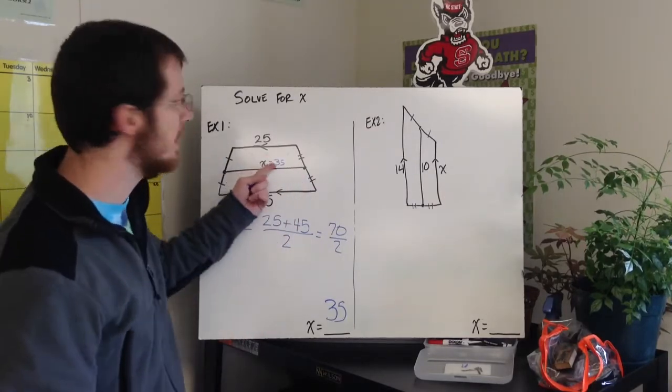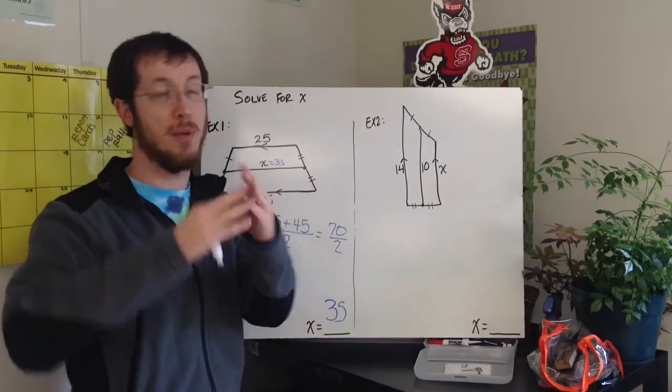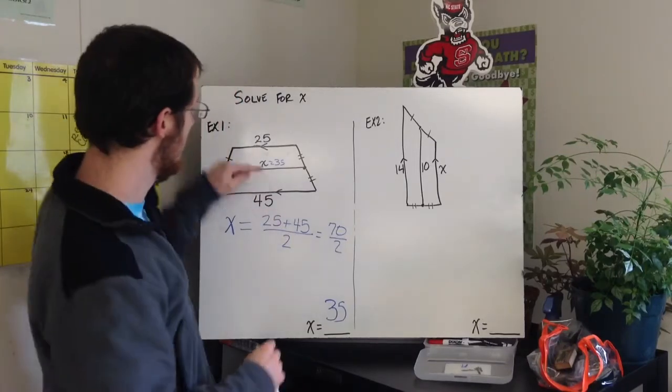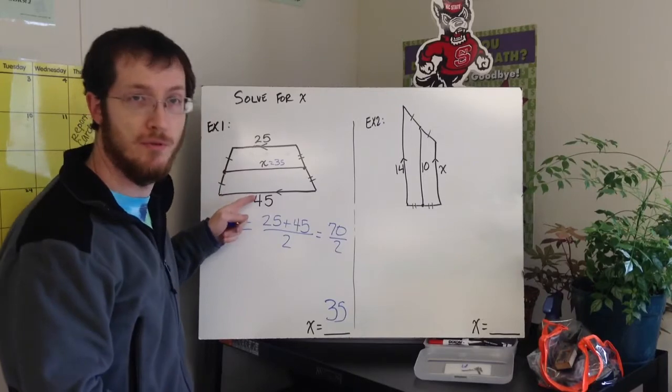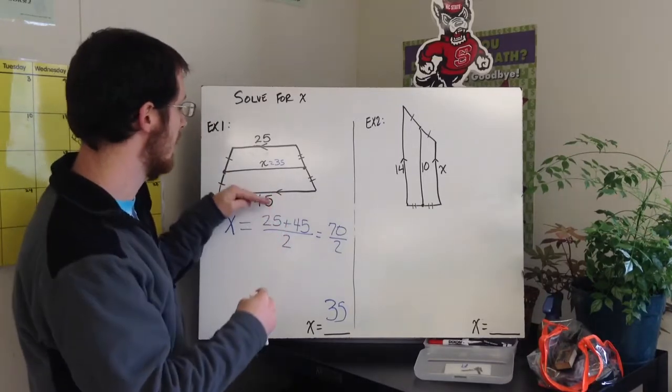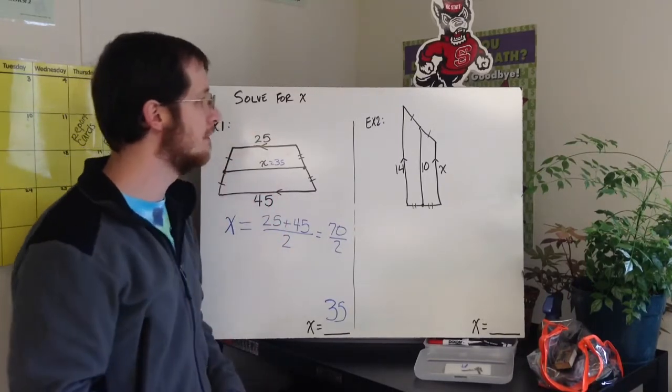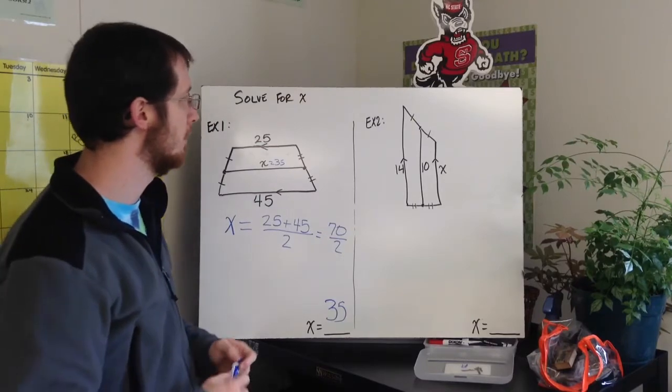And if you look, remember the average is the number that's midway in between the other two numbers. So 35 is the same distance away from 25 as it is from 45. They're both 10 units away.